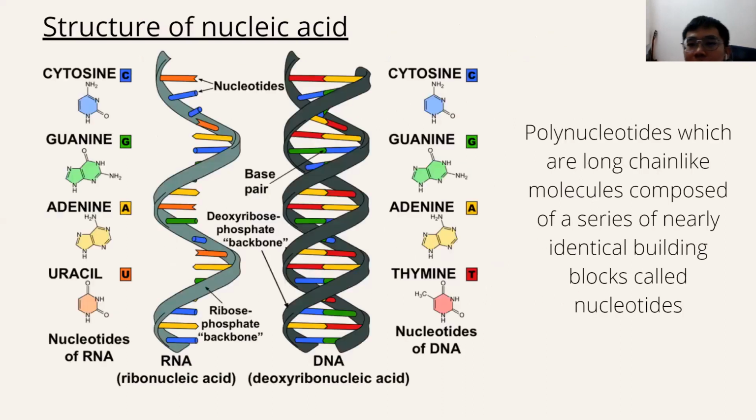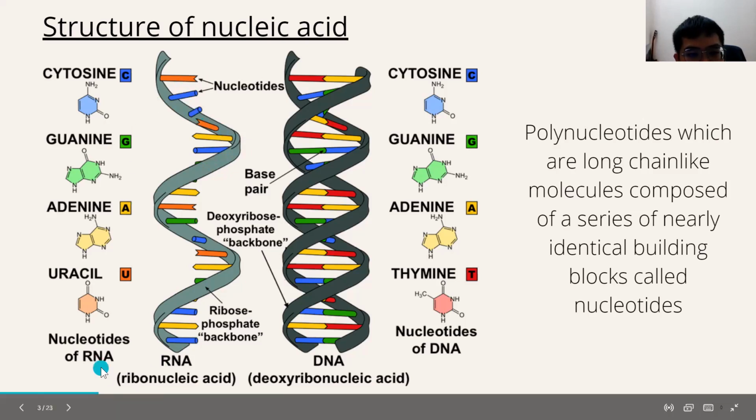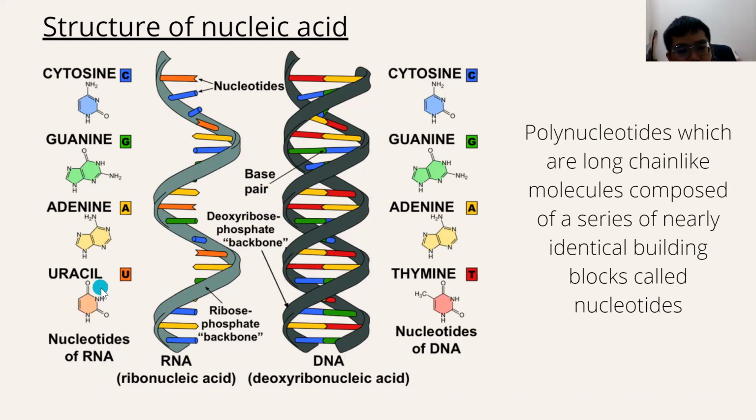For my part, I'll be presenting the structure of nucleic acid. Nucleic acid is a polynucleotide, which is a long chain-like molecule composed of a series of nearly identical building blocks called nucleotides. So what are nucleotides? In RNA, the nucleotides we find are cytosine, guanine, adenine, and also uracil. For DNA it is different: the first three, cytosine, guanine, and adenine, are the same, but the uracil is changed to thymine.